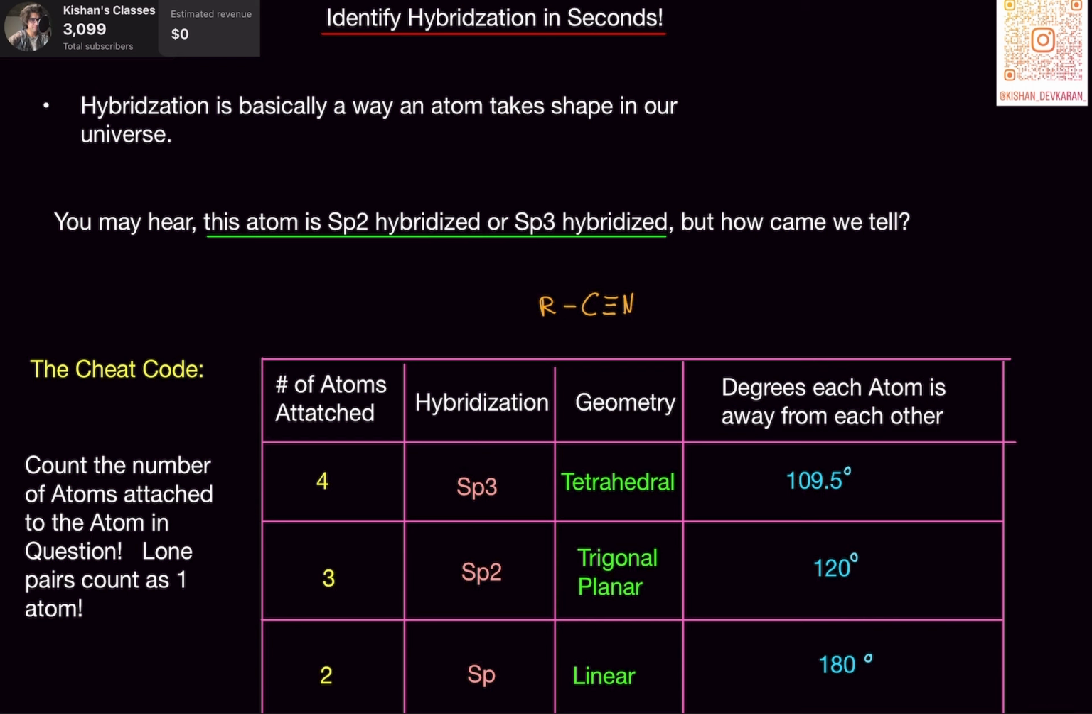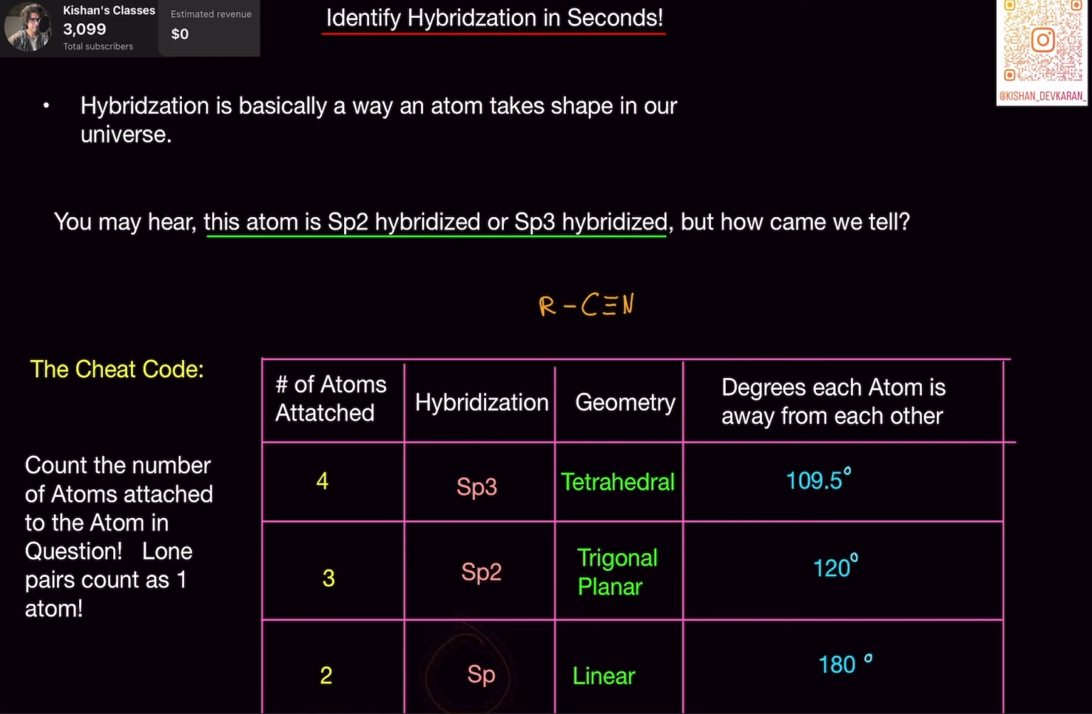If your atom is sp2, it's trigonal planar. Trigonal planar is not 3D. Imagine you get a tripod, you take a hydraulic press, and smash it to smithereens. So it looks flat. It looks like a flat triangle. That's what trigonal planar is. And every bond is 120 degrees from each other.